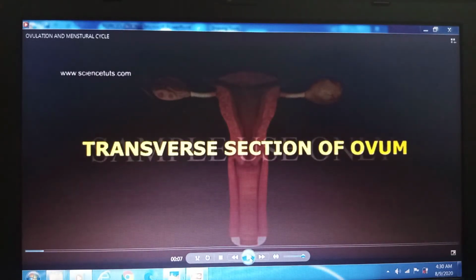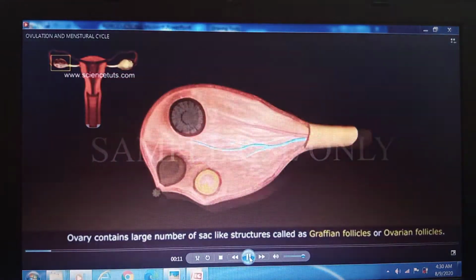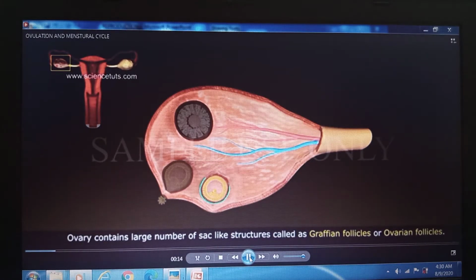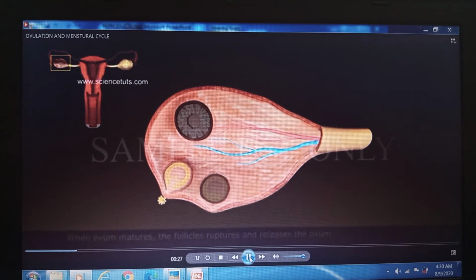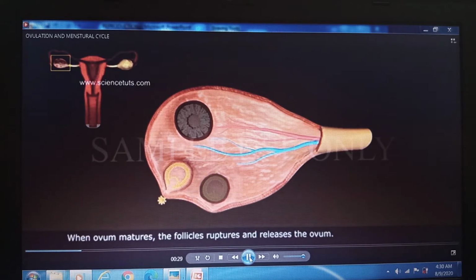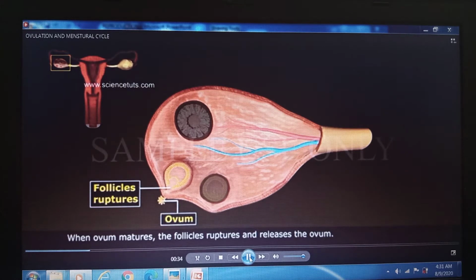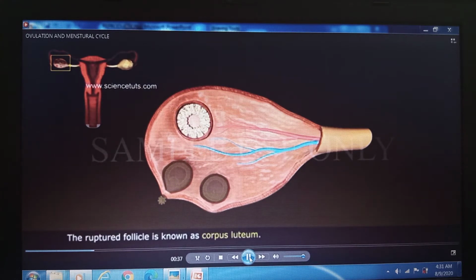Here is another video for your understanding. First, the section of the ovary. The ovary contains a large number of sac-like structures called Graafian follicles or ovarian follicles. A Graafian follicle has a centrally located large cell called the ovum. When the ovum matures, the follicle ruptures and releases the ovum. The ruptured follicle is known as the corpus luteum.